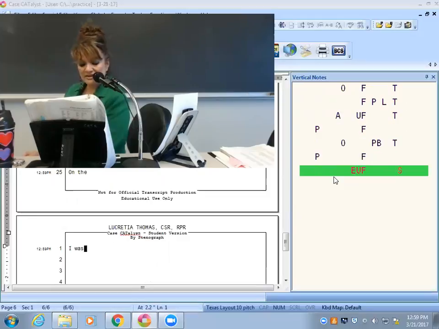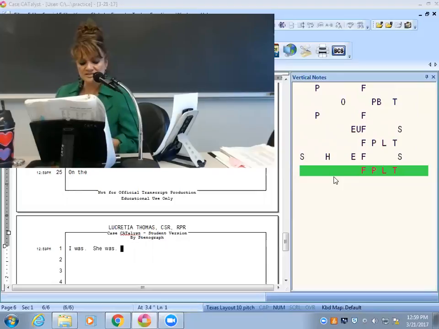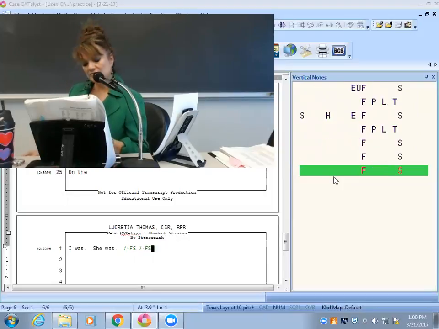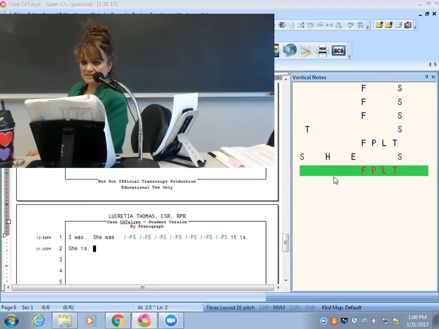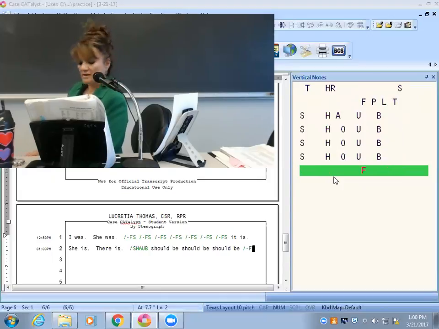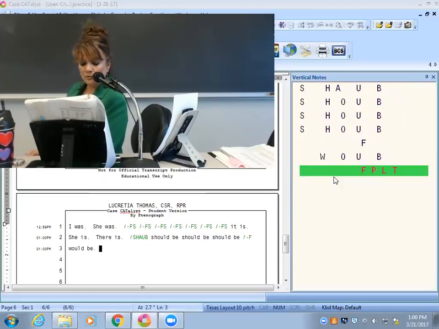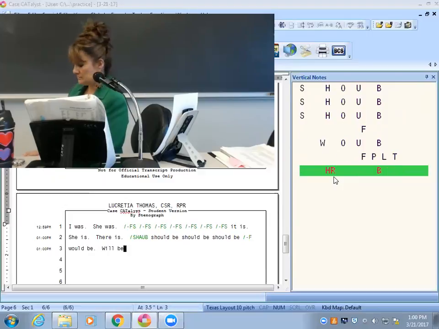I was is I-F-S. She was, S-H-E-F-S. So was in a phrase is always final F-S in a phrase, okay? It is T-S, initial T, final S. She is S-H-E-S, final S for is. There is T-H-R-S. Should be S-H-O-U-B. And then you've got would be, W-O-U-B. Will be, I will be there, H-R-B.